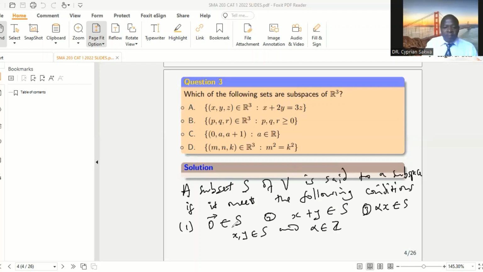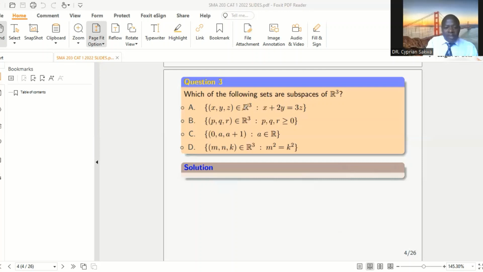So let's see which of these, because the question is which of the following are subspaces. So I want to see which of these four meets these three conditions. Let's begin with the first. Now, the first one, even just from looking at it, I can see it's a vector subspace.